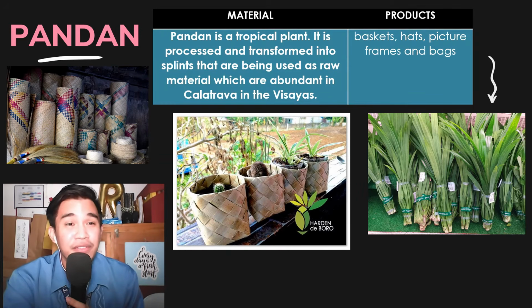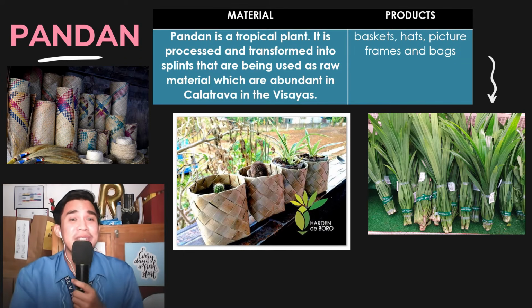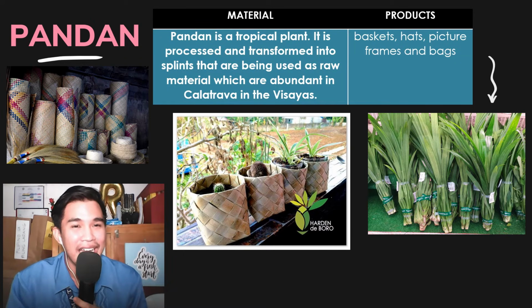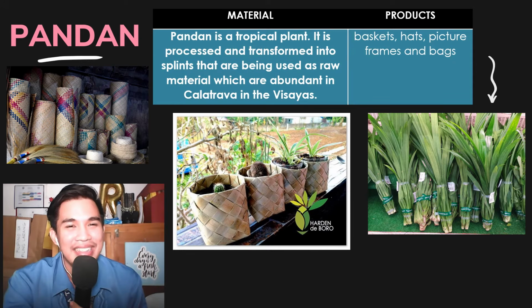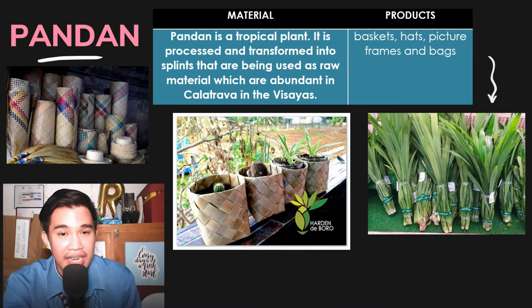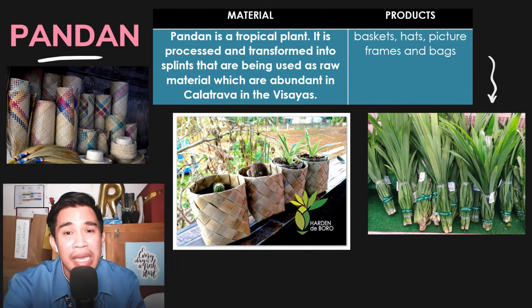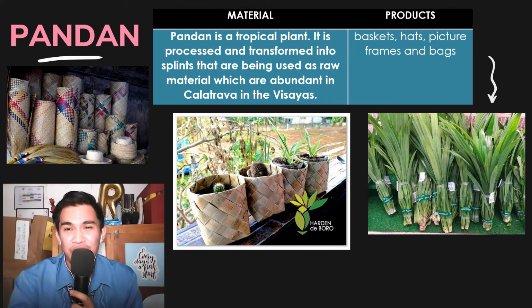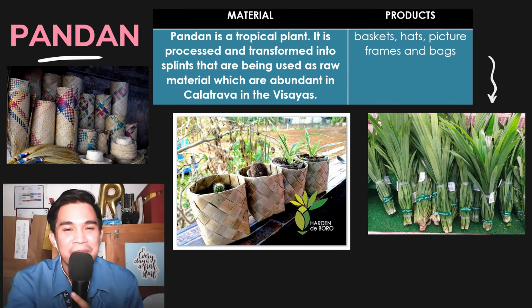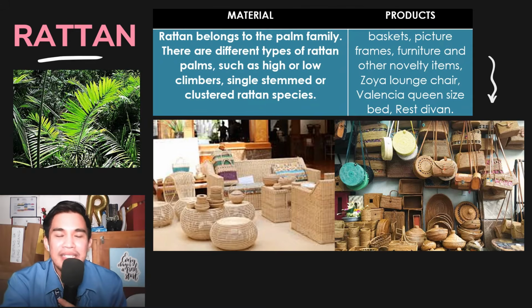Another, we also have pandan. So, when we say pandan, are you familiar with pandan? So, when we say pandan, that is a tropical plant, of course, here in the Philippines. And it is processed and transformed into splints that are being used as raw material, which are abundant in Calatrava in the Visayas. So, ayun, nakakita na kayo ng mga ganito. Pwede siyang gawing banig, pwede ding basket, hats, picture frames, and bags. Ayan. So, aside from pandan, we also have rattan.